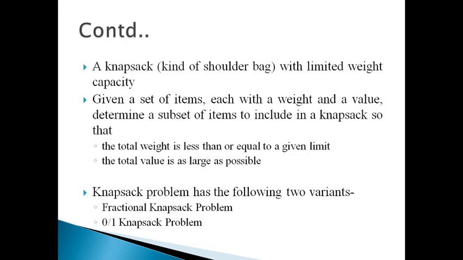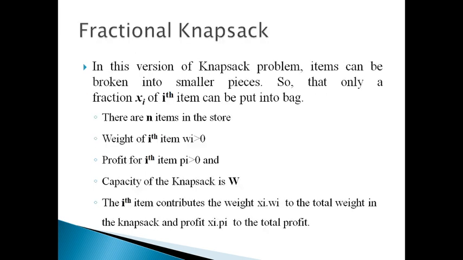The main constraint of the knapsack problem is that the weight of the items put into the bag should be less than or equal to the bag capacity, and we should get maximum profit from that. There are two variants of the knapsack problem: one is fractional and the other is 0-1 knapsack. Fractional knapsack is the one in which items can be broken into smaller pieces, so that only a fraction of an item can be put into the bag.